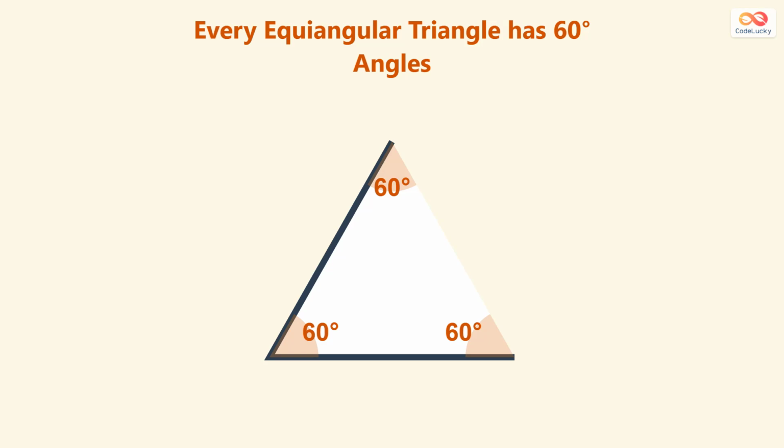This gives us the defining characteristic of this shape. Every single corner of an equiangular triangle measures exactly 60 degrees. It does not matter how big or small the triangle is, the angles remain constant.